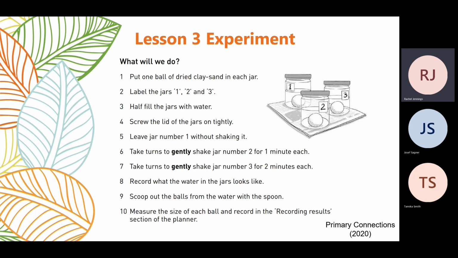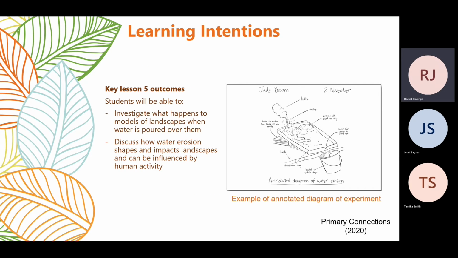In lesson 5, students will be able to investigate what happens to models of landscape when water is poured over them, and discuss how water erosion shapes and impacts landscapes and can be influenced by human activity. And the diagram here is a model of how students will do this.